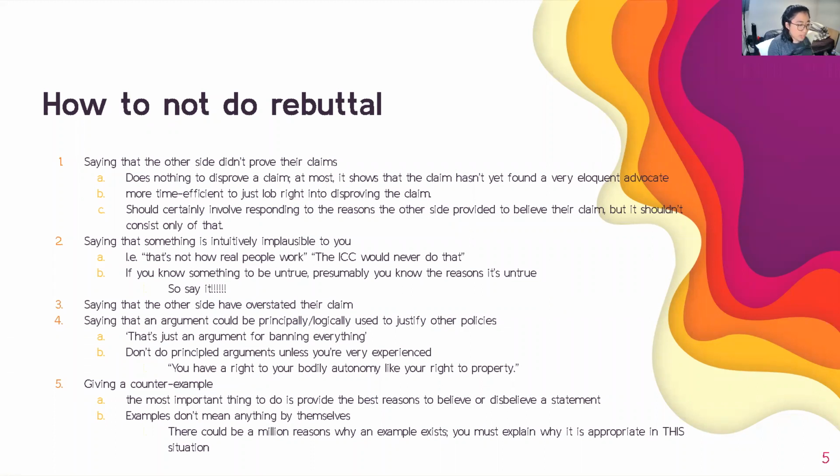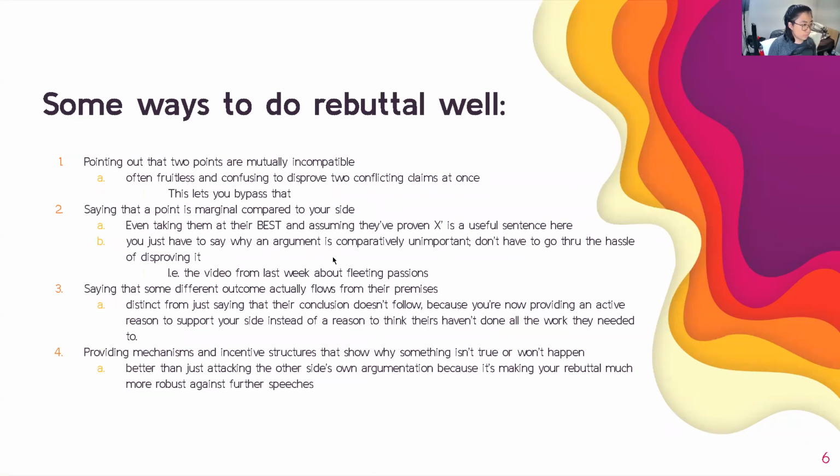There could be a million reasons for why the policy worked in one country and didn't work in another. You have to explain why it is appropriate in this specific situation. So you still need to go through the analysis of explaining structurally why their arguments might not work properly. And then you can use examples to add characterization and more grounding to your argument. But just giving a counterexample should never be your main approach to doing refutation. Okay, so how to do rebuttal well.